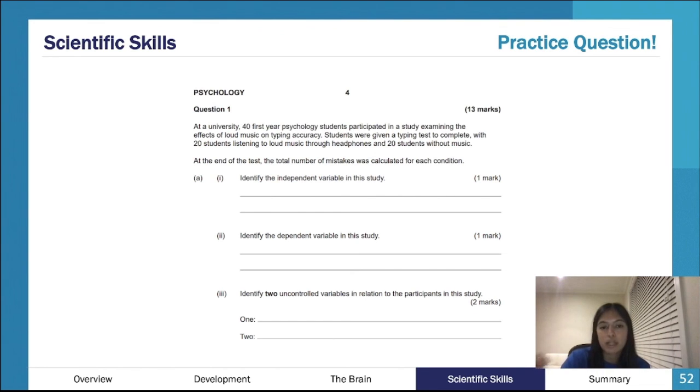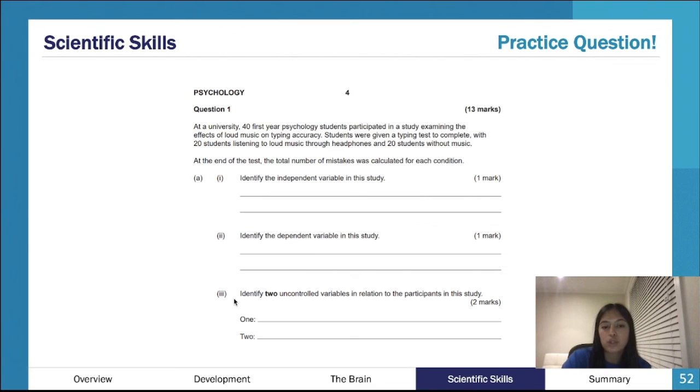So the thing that is manipulated. So you're just looking at what's different. The effects of loud music on typing accuracy. So you know that you're already testing loud music. So the thing that's changed is whether they listen to loud music or no music. The dependent variable is what's measured. So effects of loud music on typing accuracy. So the result of the typing test.